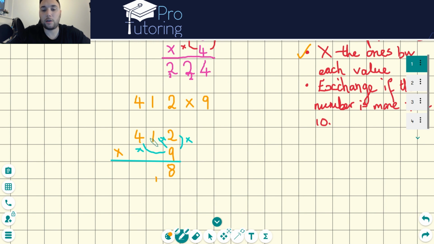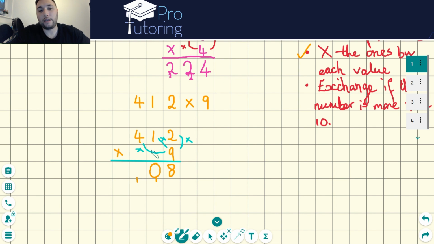Then we do 9 times 1. And 9 times 1 is 9, but we got to add another one. So that's actually equal to 10. So again, I need to exchange. Because I've got nothing left to exchange, I just put a 0 in there. We carry the 1 over.